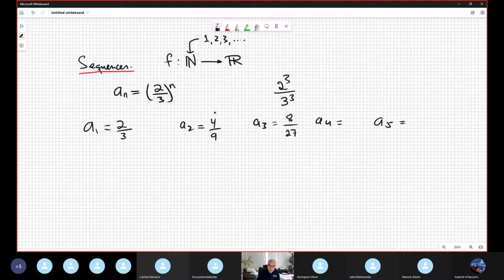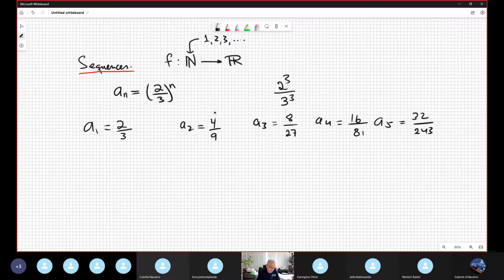Easy. This is 16/81. And to the fifth power is 32 over 243, I guess. So it's 81 times 3, no? 81 times 3 is 243, yeah. 243. Okay, in this case it's easy because we have a formula. We have the explicit formula.